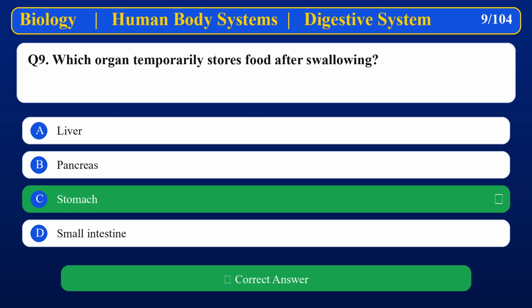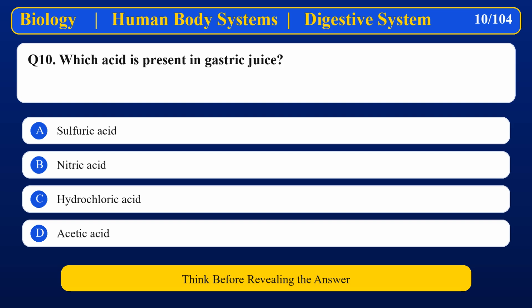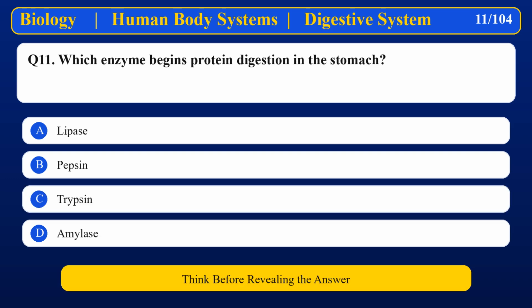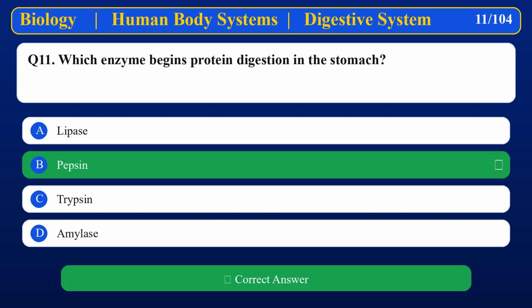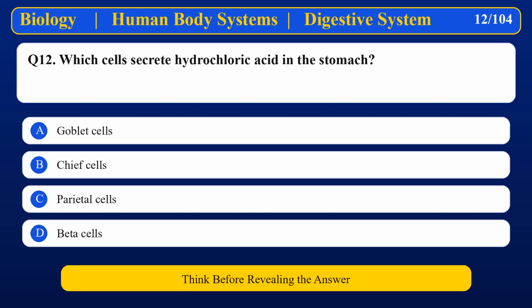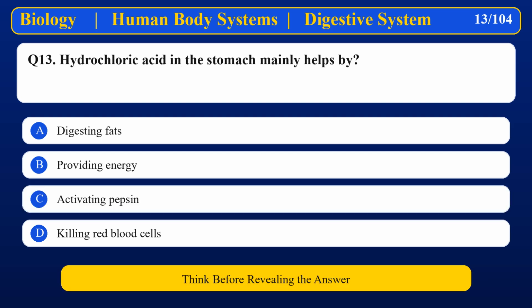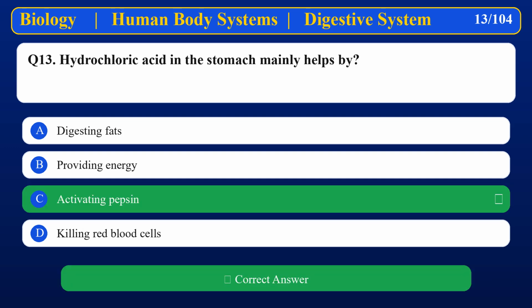Stomach. Which acid is present in gastric juice? Hydrochloric acid. Which enzyme begins protein digestion in the stomach? Pepsin. Which cells secrete hydrochloric acid in the stomach? Parietal cells. Hydrochloric acid in the stomach mainly helps by activating pepsin.